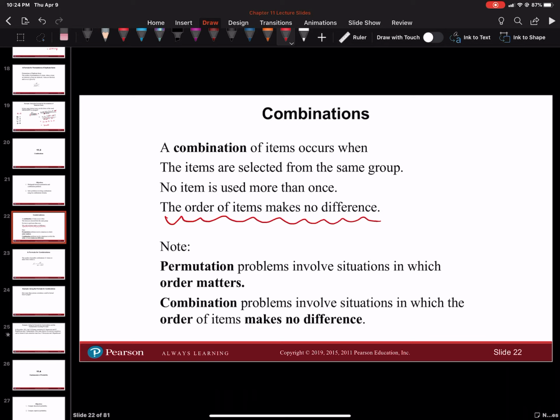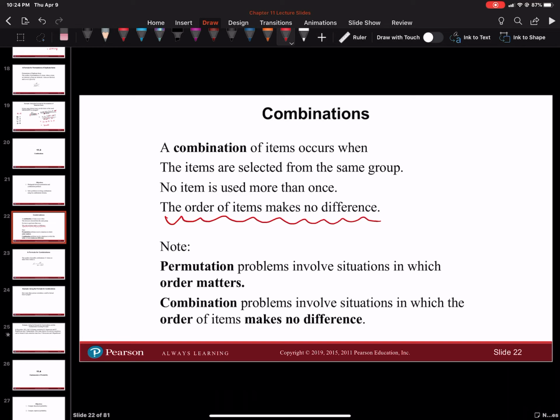Note that permutation problems involve situations in which order matters. Combination problems involve situations in which the order of items makes no difference. So just keep that in mind when you're dealing with these types of problems.